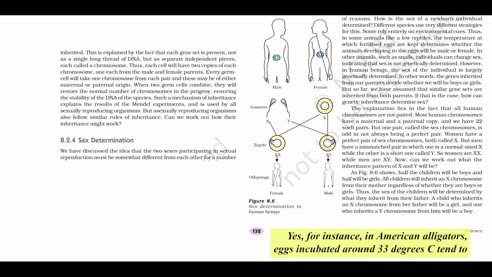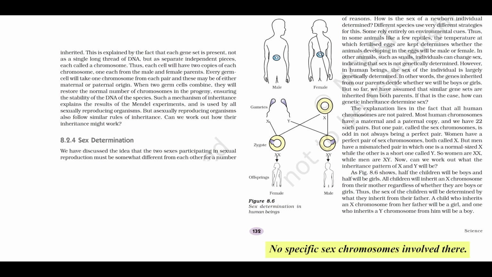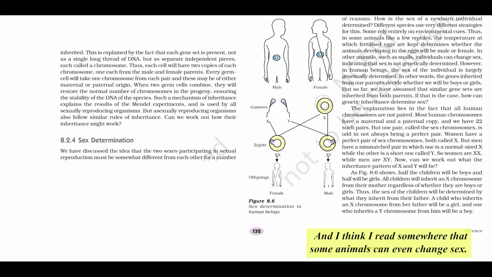Temperature. Really? Yes. For instance, in American alligators, eggs incubated around 33 degrees C tend to become males, while those around 30 degrees C tend to become females. It's called temperature-dependent sex determination, or TSD. No specific sex chromosomes involved there. That's wild. And I think I read somewhere that some animals can even change sex.